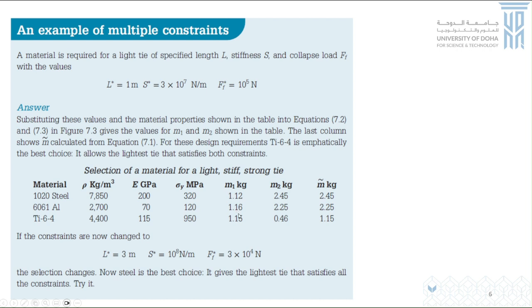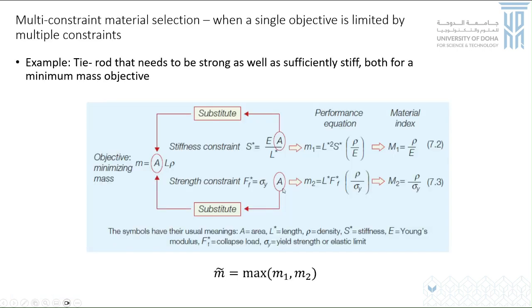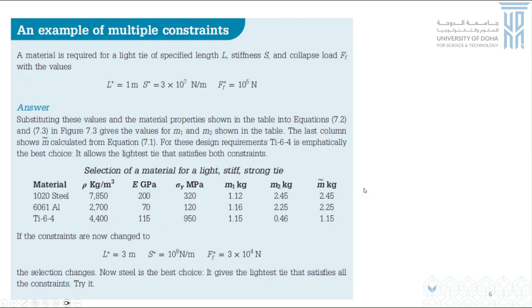But now, if you look at it from the point of view of the second material index, which was based on the second performance equation on the strength, then your selection actually changes, because now steel is not really a good option, giving you a mass of 2.45 kilograms, and the best option is really titanium.